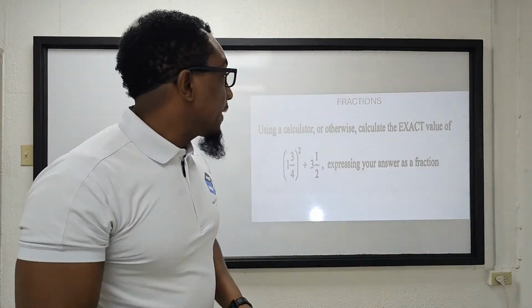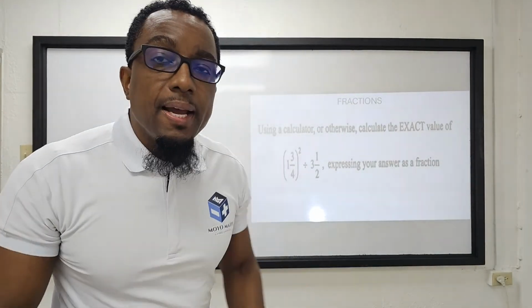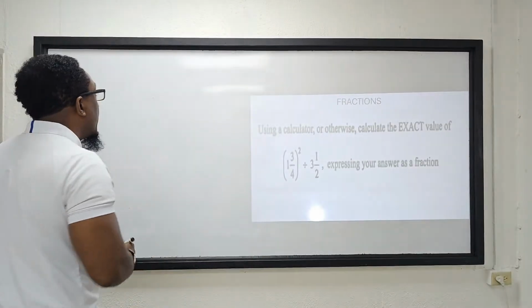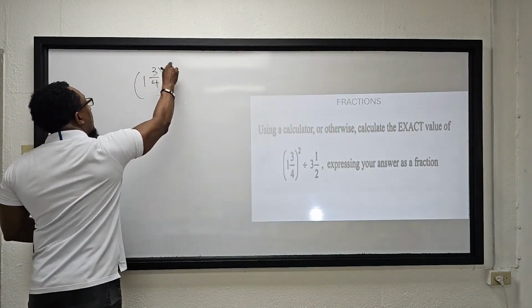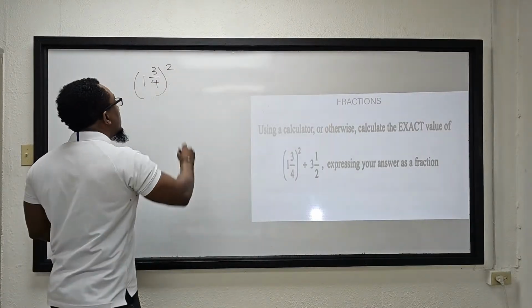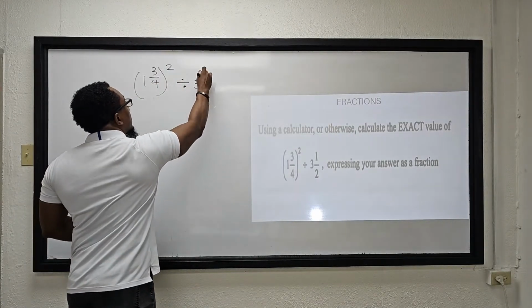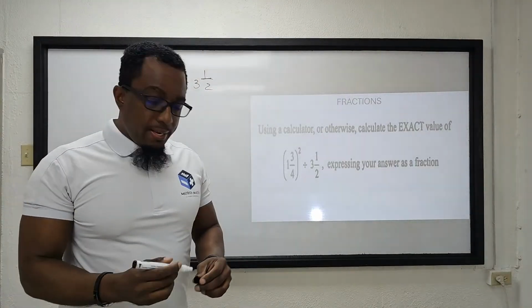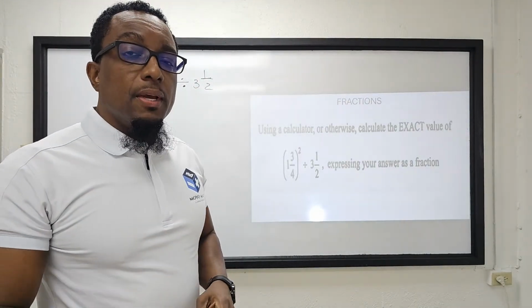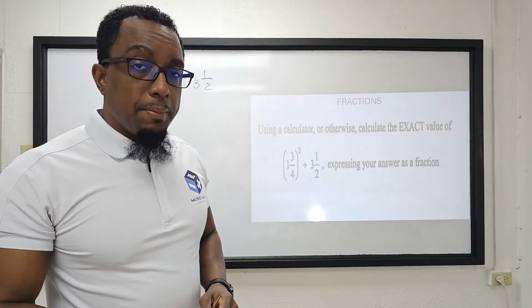1 3/4 in brackets squared divided by 3.5. So let's look at that. So we have 1 3/4 in brackets squared divided by 3.5. So again, where we see mixed numbers, we can convert all mixed numbers to improper fractions.